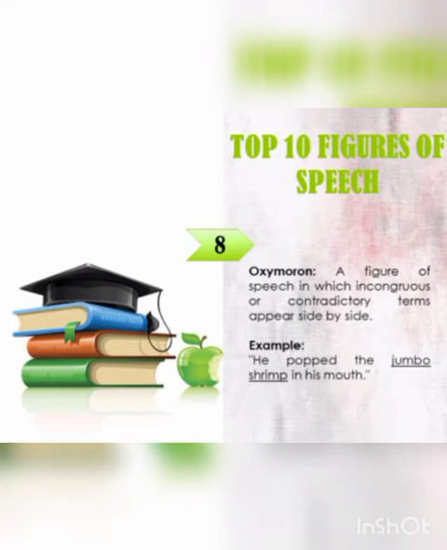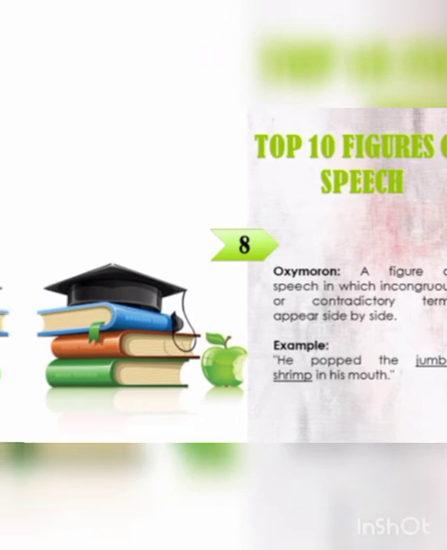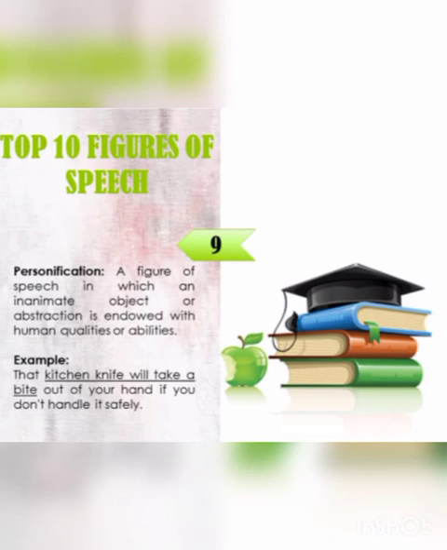Number 8. Oxymoron. Oxymoron is a figure of speech in which incongruous or contradictory terms appear side by side. For example, "He popped the jumbo shrimp in his mouth." In this sentence, the jumbo shrimp here is the two contradictory terms that appear side by side. We all know that jumbo is big and the shrimp is small, right? So, jumbo shrimp is the two contradictory terms in this statement.